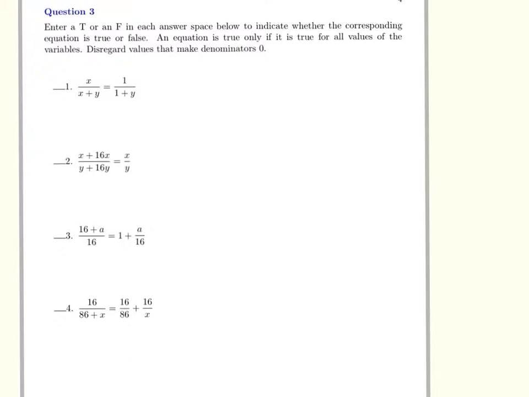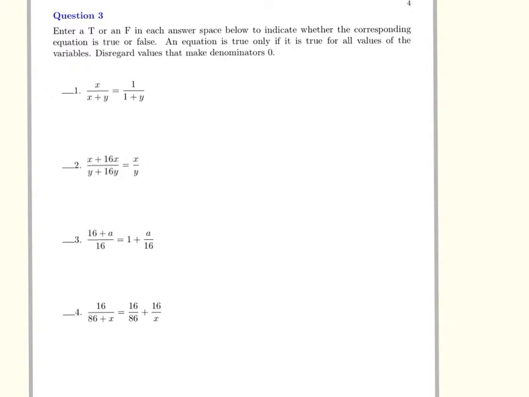So these are true-false. So we can see that the first one is not true because we can't cancel the x from the numerator and the denominator because there's no x with the y. You can see that, for example, if we plug in some numbers, if x is 2 and y is 3, then the left-hand side would be 2 over 2 plus 3, which is 2/5. And the right-hand side would be 1 over 1 plus 3, which is 1/4. And so these clearly are not the same, so that's false.